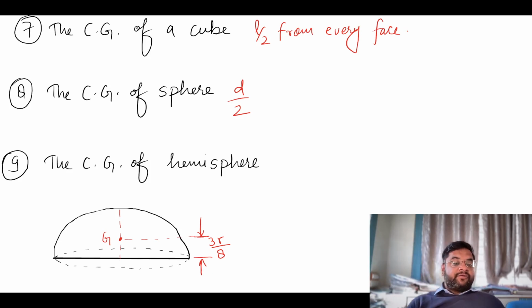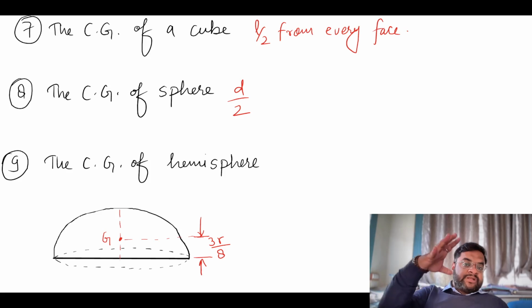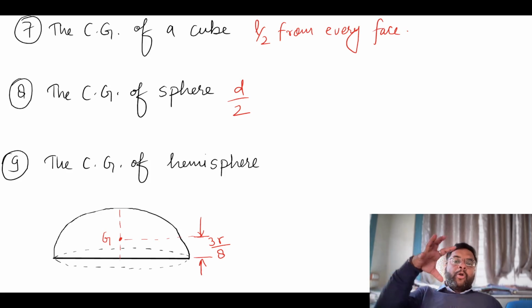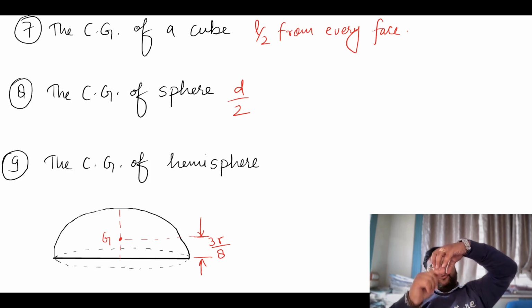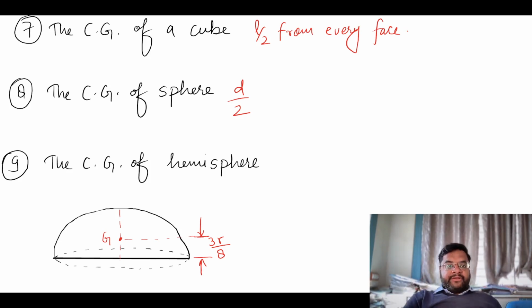Ninth point is the center of gravity of a hemisphere. A hemisphere is like a ball, a katora. The center of gravity of the hemisphere, that point is G, is 3 by 8 from its base section. This is the ball and this point is called 3r by 8.